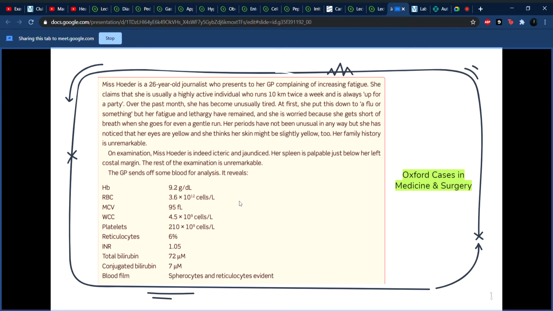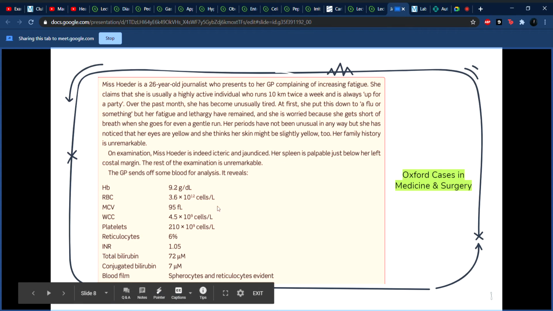Mild, moderate or severe? Okay, it's actually mild anemia. I'll explain later. There's a reference range later.